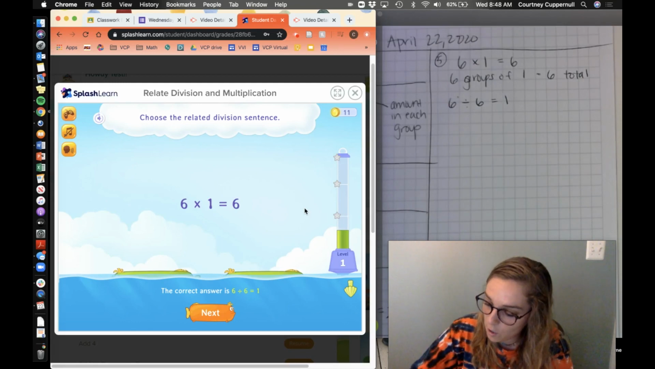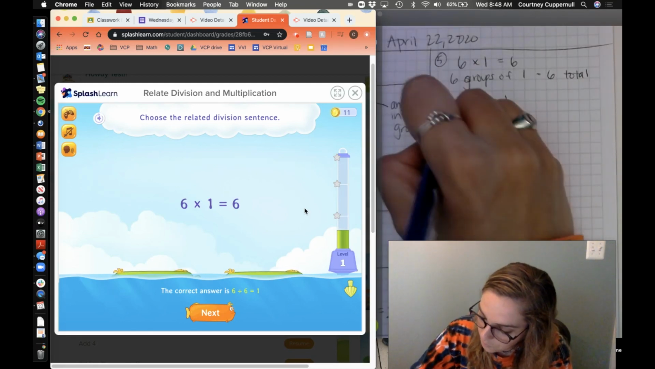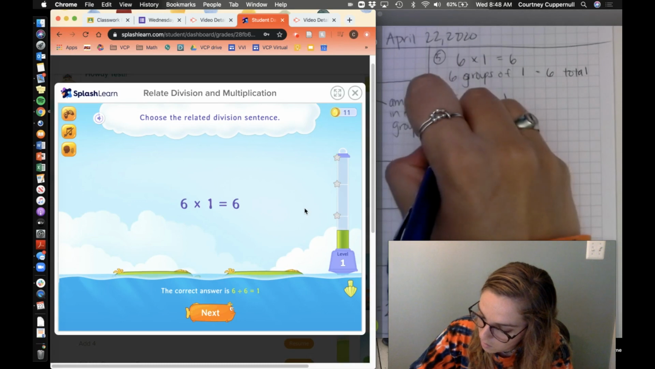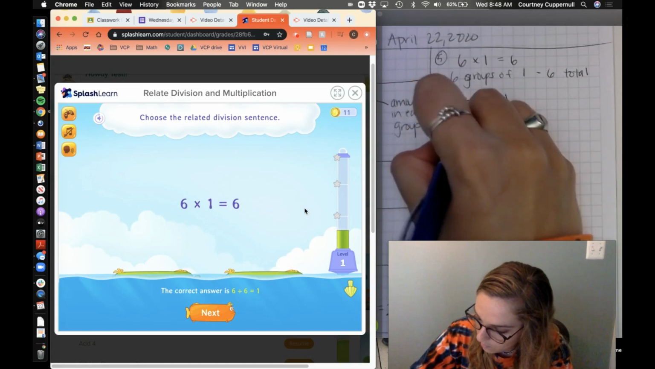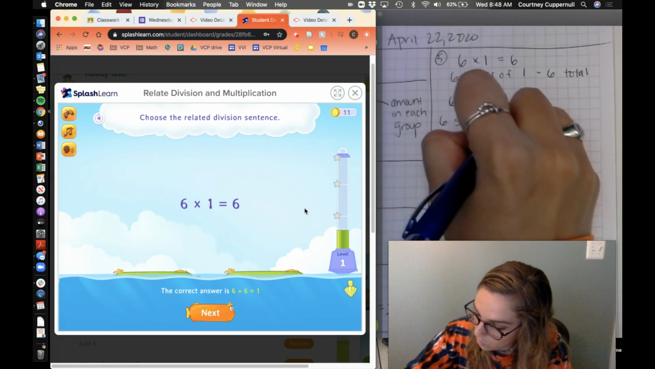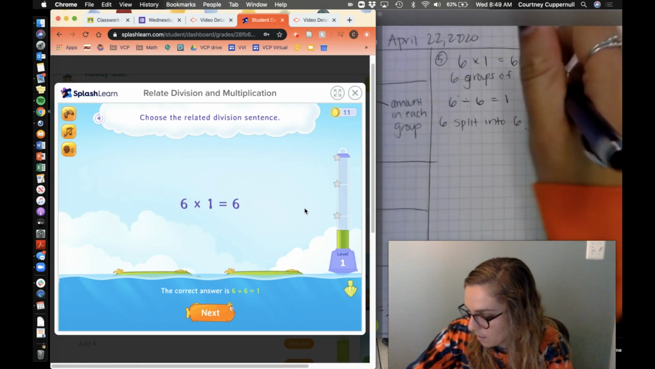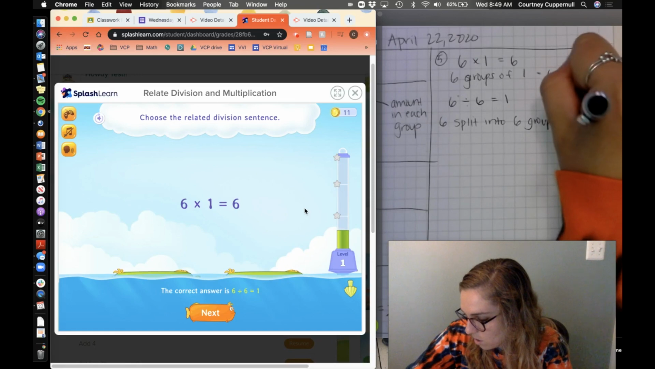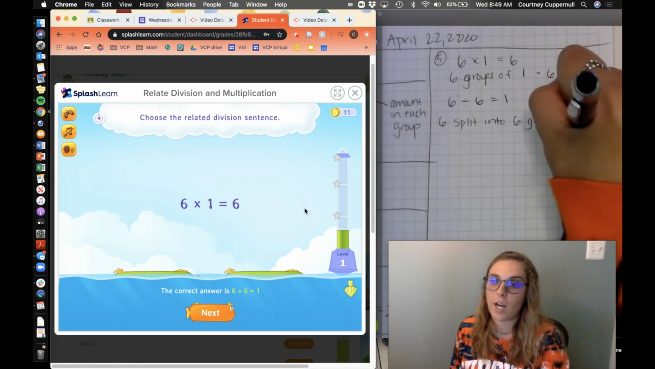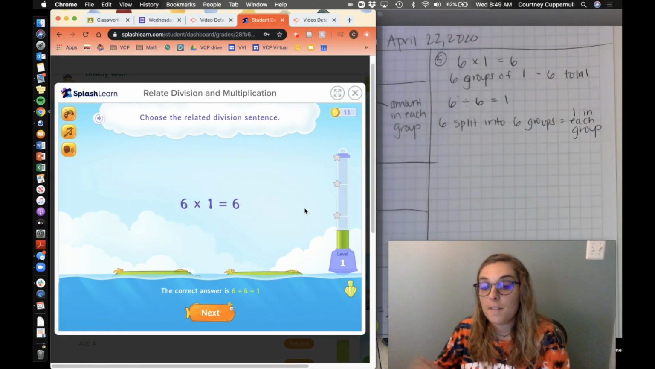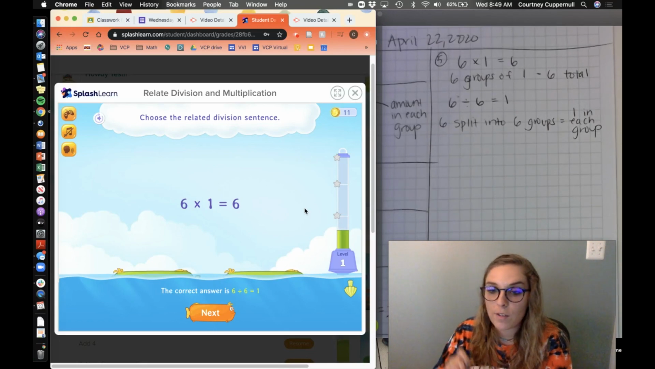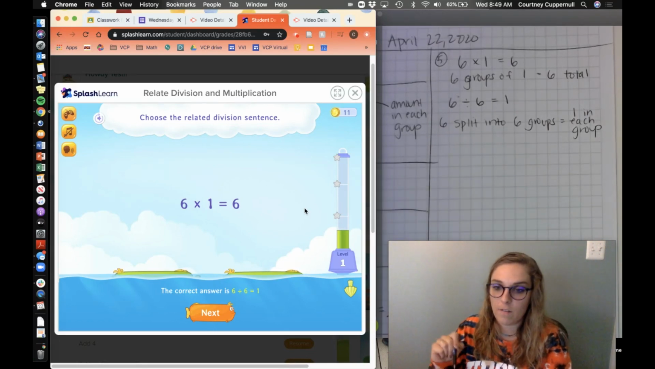So in this case, I know that 6 split into 6 groups equals 1 in each group. I was going to run out of room, so I just stacked my words on top of each other. This is going to help you start to recognize where the same parts are in the multiplication and division equation.